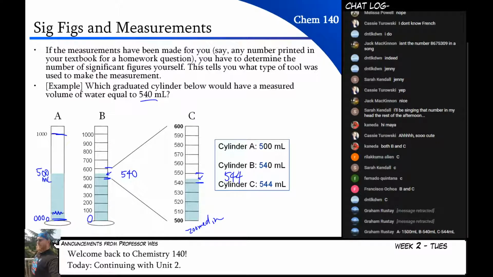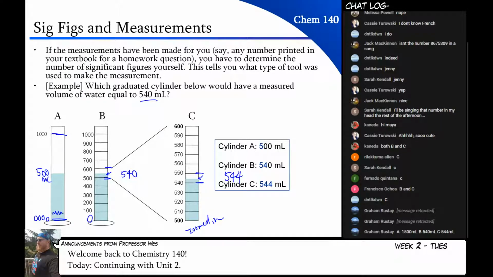So hopefully you can see that by looking at this, the more marks you have and the more precise the marks are, the more digits you get to write down. The more digits you write down, the more precise you know the value of the liquid, or the value of whatever it is you're measuring, okay? So the marks matter, and the number of digits you write down matters too, okay?